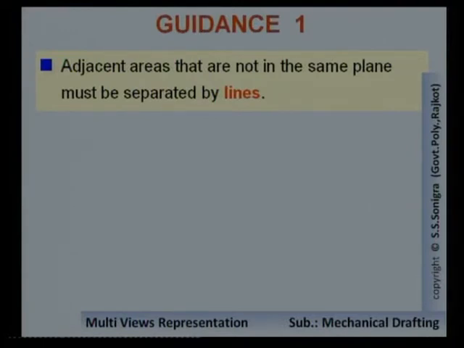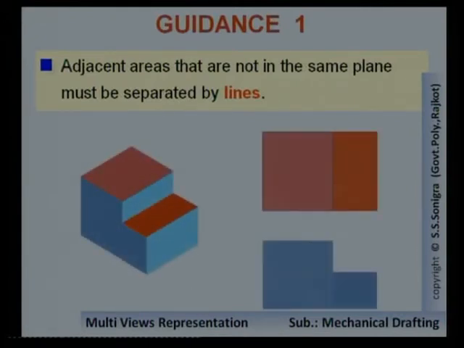Adjacent areas that are not in the same plane must be separated by lines. In any view, if two areas are drawn in the orthographic view and they are not in the same plane, they must be separated by lines. The example is given over here. If the object is like this, in top view, this rectangle and this rectangle would appear as the two adjacent rectangles over here.